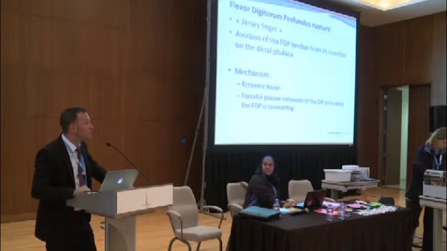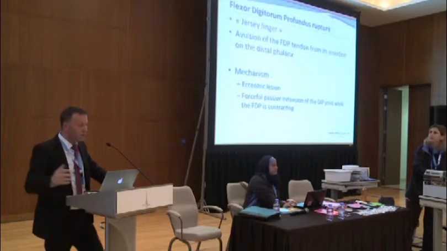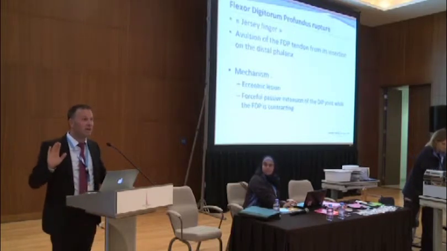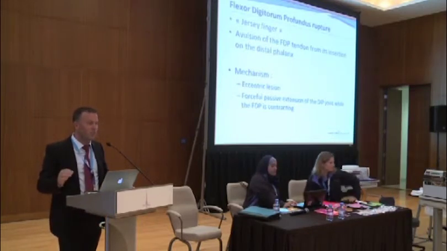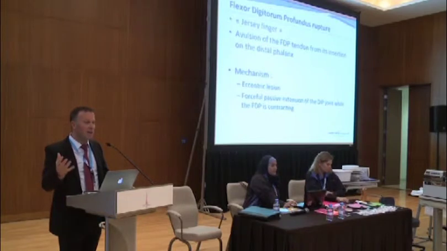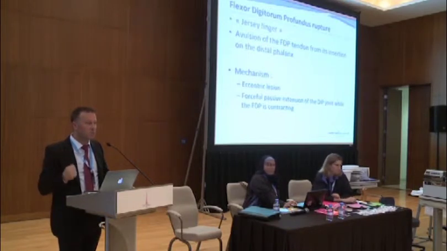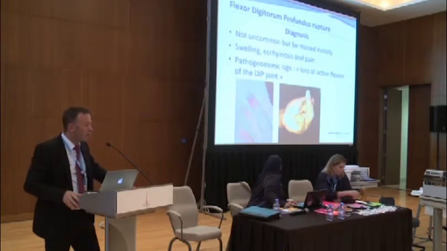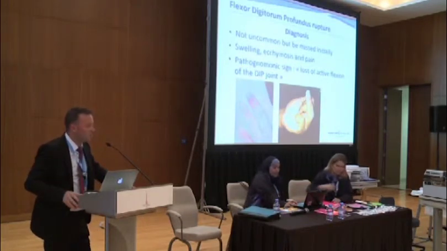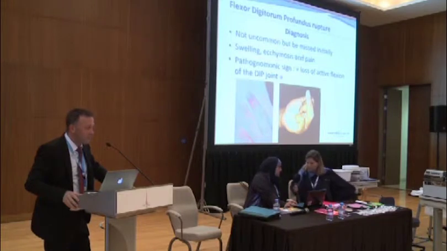Can you prepare the second one? Okay, thank you. So like the mallet finger, it's an eccentric lesion. There is a forceful passive extension of the DIP when the flexor digitorum profundus is contracted. So it's not so common, but it is often missed initially. And it's a disaster. I will explain why.